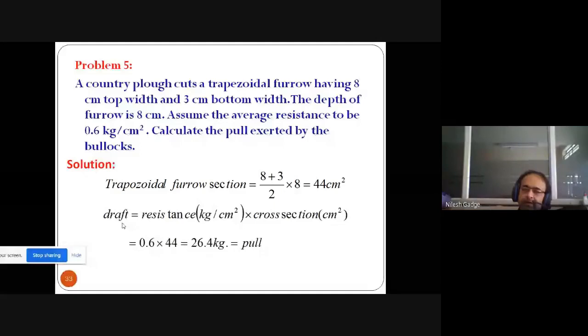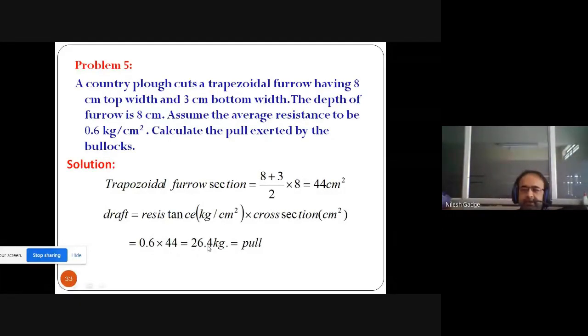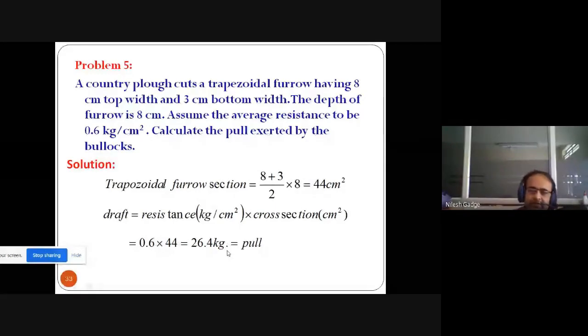So soil resistance is given in the problem as 0.6, and the furrow cross sectional area we have calculated as 44. If you calculate, it comes to 26.4 kg. So how will we convert this kg into newton? Who can tell me? Write down the solution. This pull is 26.4 kg, pull or force, or you can also call it draft. Draft means pull.